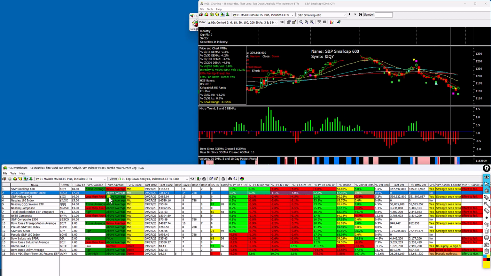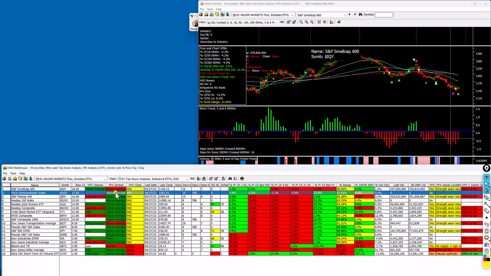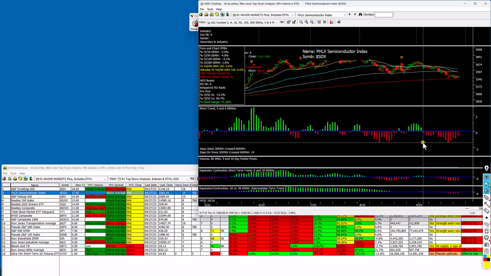Now, if I go down to the SOX, notice that there is no volume on the SOX indicator. It gives me the spread and the close, and this tells me that it has been negative for 15 days on the 3 crossing the 6. On the VPOC, there's going to be this huge number, which means nothing because there's no volume. But if I bring this up, you can see that the semiconductors or the SOX went negative back here, and it's remained negative all of that time.